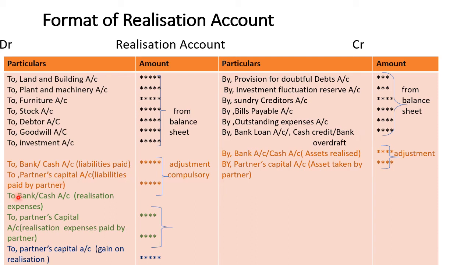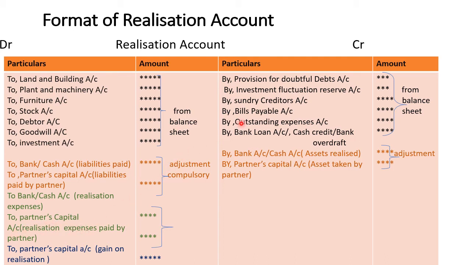Then next is realization expenses. It is also recorded on the debit side. While making the payment, we will write to bank account or cash account. If any partner is making the payment of realization expenses, we will write to partner's capital account.